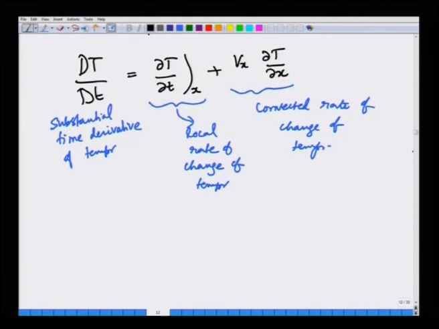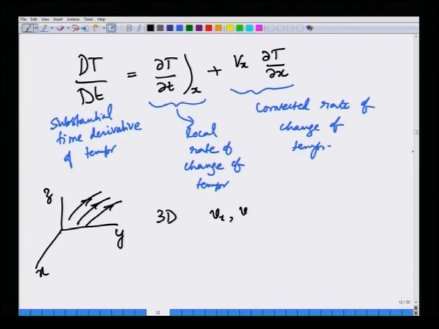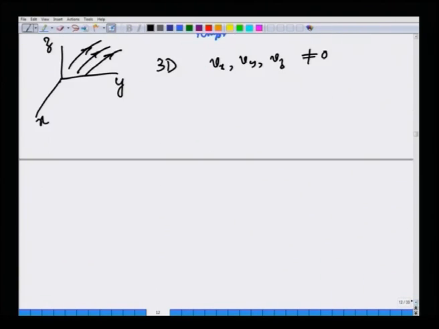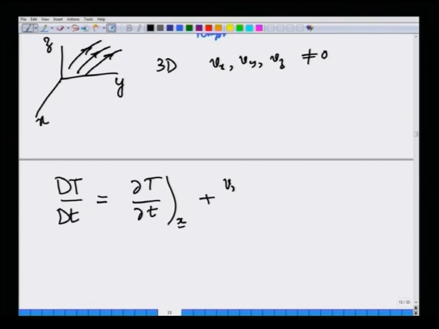So, we can also generalize this to 3 dimensions, when you have a velocity vector in all the 3 directions. So, fluid is flowing in arbitrary 3D motion, where Vx, Vy, Vz are all not equal to 0, in which case you can generalize this. So, the substantial derivative in 3 dimensions of a scalar field like temperature is given by the local partial derivative plus Vx partial T partial x plus Vy partial T partial y plus Vz partial T partial z.